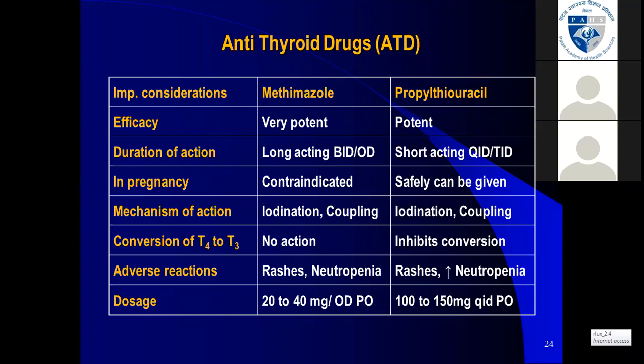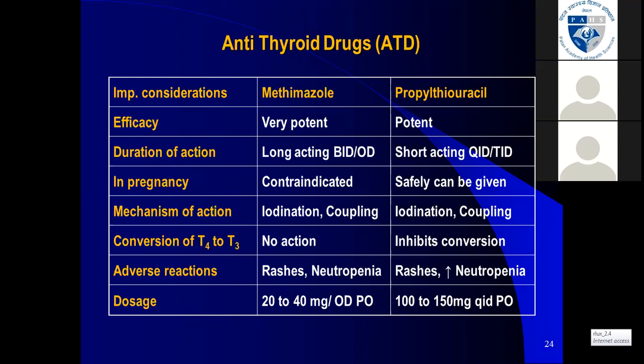Here you can see the difference between methimazole and propylthiouracil. An important consideration in efficacy: methimazole is very potent, whereas PTU is less potent. The duration of action is long in methimazole, whereas it is short in PTU. In pregnancy, methimazole is contraindicated, whereas PTU is safely given. In mechanism of action, both methimazole and propylthiouracil block the iodination and coupling.